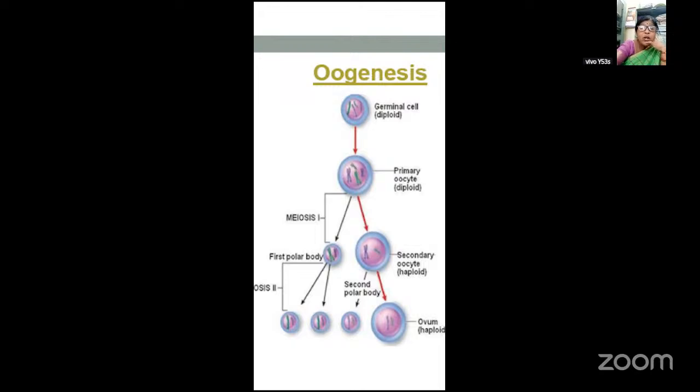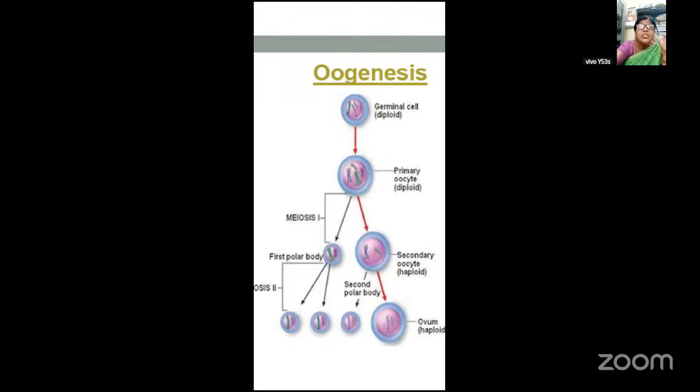And the first polar body which is present, which is a product of meiosis 1, also may divide or may not divide. If it divides, then it will result in the formation of the second polar bodies. So it depends. If it doesn't divide, then it will degenerate. And if it wants to divide, it will divide and result in the formation of the second polar body. So this is the schematic representation of the oogenesis.